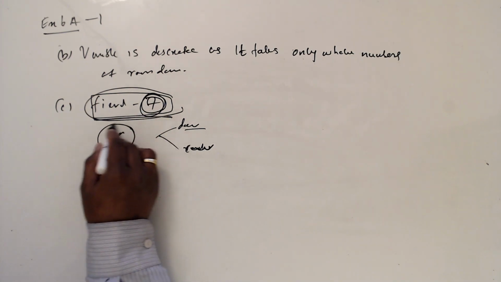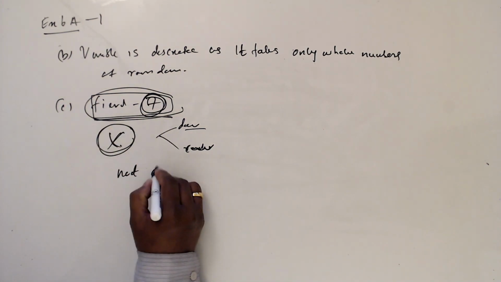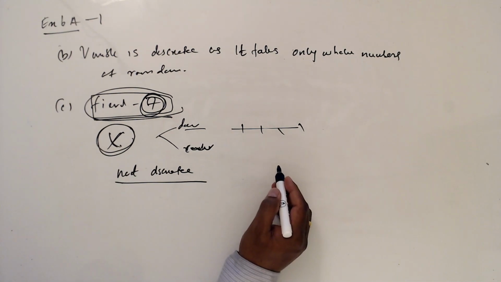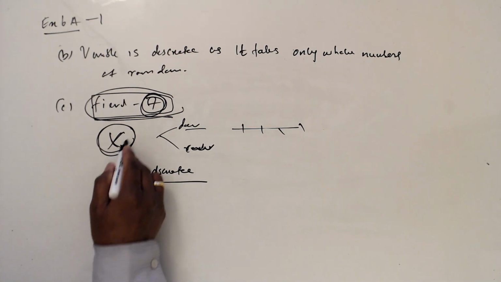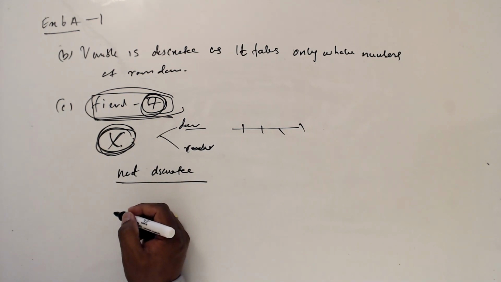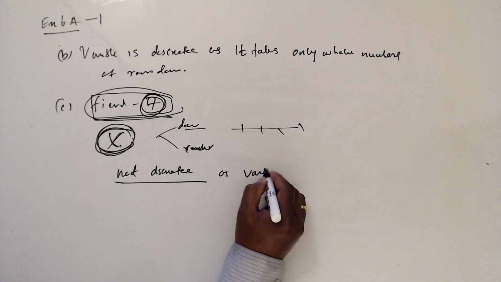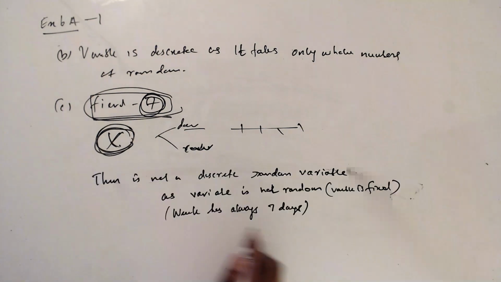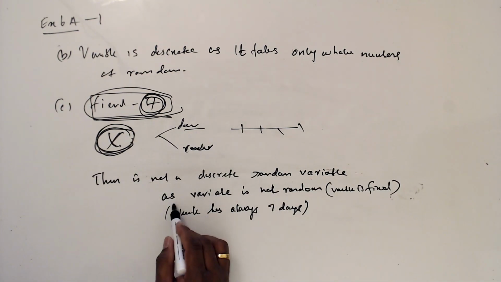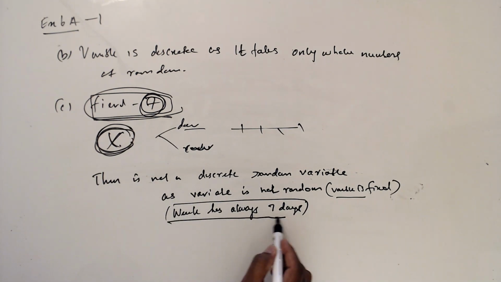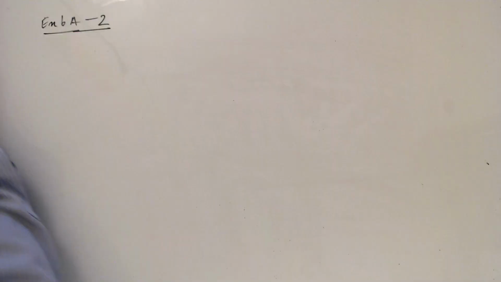So this is not discrete, but not because of the value picking, but because the variable is not random. The variable isn't defined properly. This is not a discrete random variable, as the variable is not random. The variable is fixed. A week always has 7 days. So this is the reason.